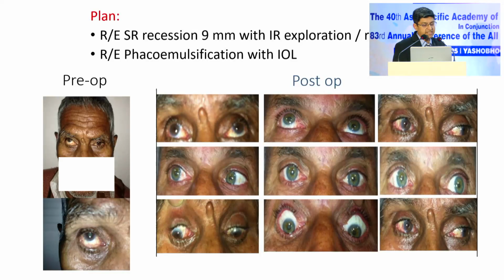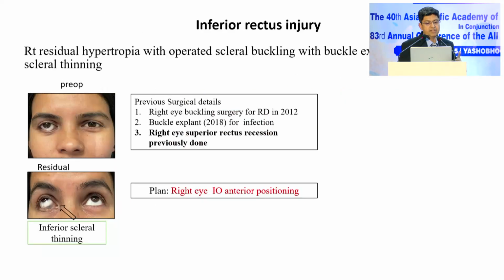So we had to do the cataract surgery in the same sitting. So he underwent a cataract surgery. By pulling up whatever we felt was the inferior rectus, you can see some amount of depression has been recovered. So a good primary gaze alignment with some amount of depression has been recovered.